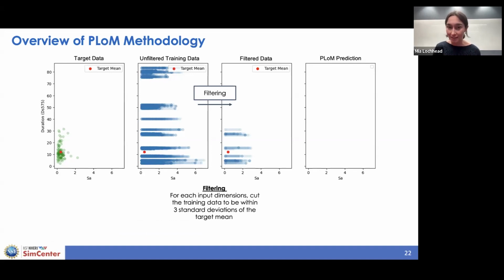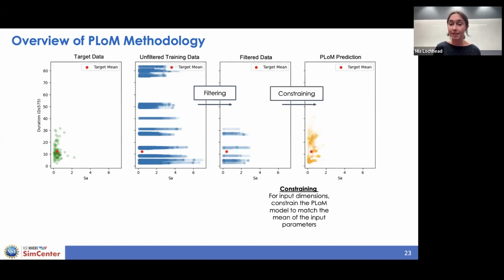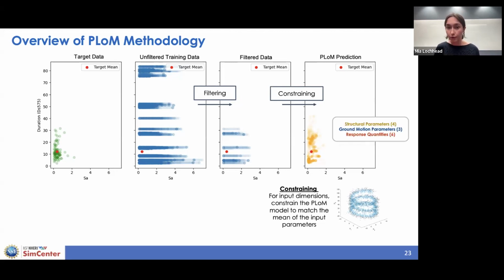And then the second step in this PLoM model setup is the step of constraining. And this is where the PLoM model really gets put into use. Basically, for all of our input dimensions, we are constraining the PLoM model to match the mean of our input parameters. And so this gets at that blue and black data sampling that I was talking about before, where we're generating additional realizations of this data. And ultimately, this yellow PLoM prediction is going to have both inputs and outputs. So not only do we have our structural and ground motion parameters, this also is providing predictions of response quantities. And so this is the overall workflow of using the PLoM model.